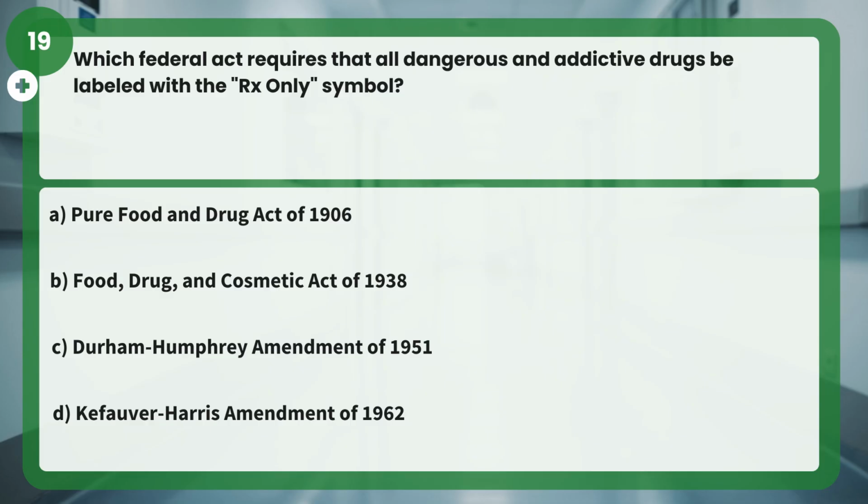Question 19. Which federal act requires that all dangerous and addictive drugs be labeled with the Rx-only symbol? A. Pure Food and Drug Act of 1906. B. Food, Drug, and Cosmetic Act of 1938. C. Durham-Humphrey Amendment of 1951. D. Kefauver-Harris Amendment of 1962.